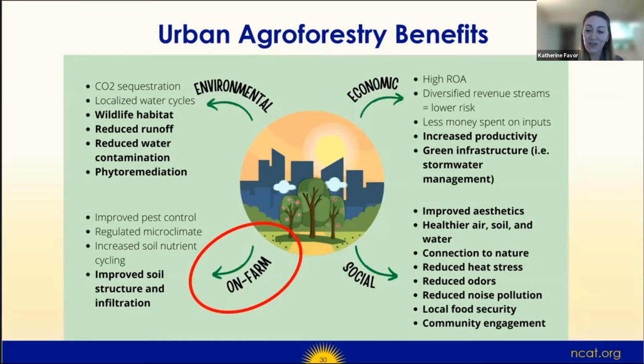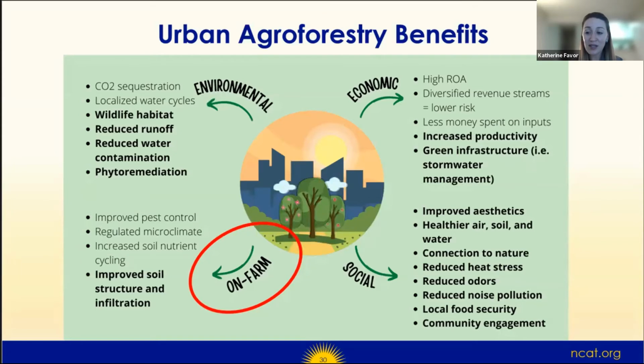Now let's talk about the on-farm benefits specific to urban agroforestry. We've talked a little bit about how trees can improve your pest control by attracting beneficial insects to your farm. Trees provide habitat for wildlife and also for beneficial insects that kill or parasitize pests. So you'll likely have fewer pests on your farm if you have trees on your farm. And like we mentioned, trees also regulate the microclimate, preventing heat damage and frost damage.